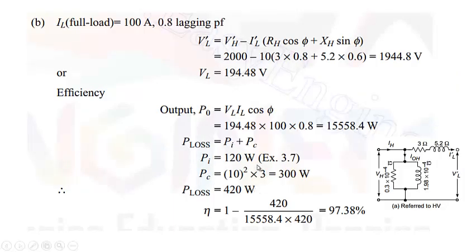So this VL dash will be equal to VH minus the voltage drop. Approximately we can use the same formula, that is VH minus IL into (RH cos phi plus XH sin phi). Power factor is given as lagging, so we have to use plus here. So 2000 minus 10 into (3 into 0.8 plus 5.2 into 0.6), that is equal to 1944.8 volts. VL dash will be this, or VL will be this.